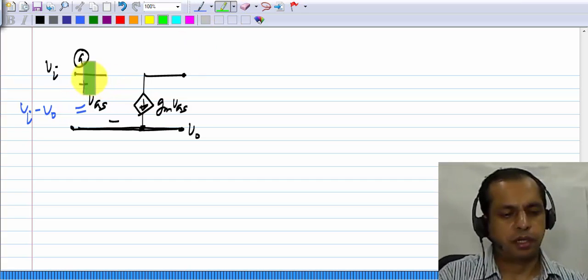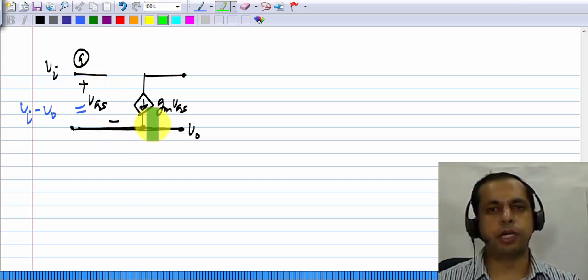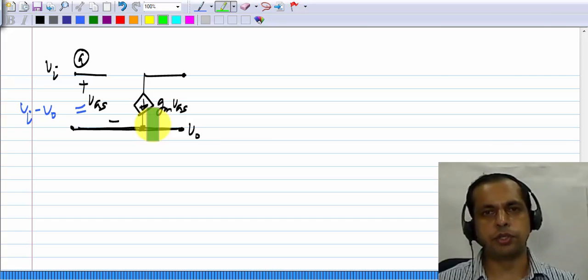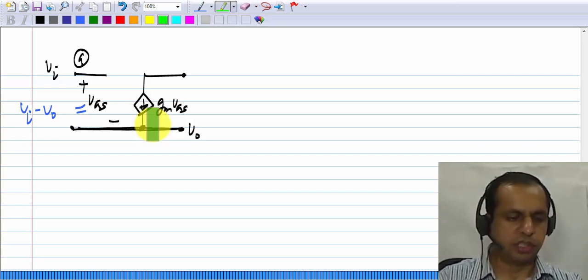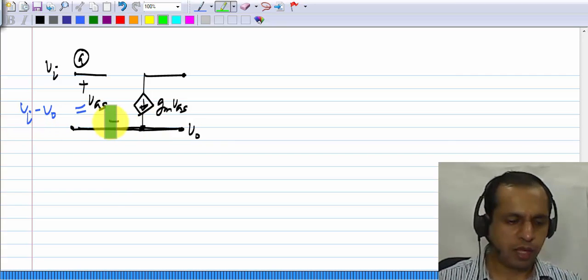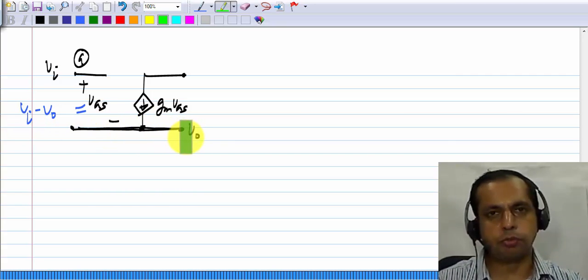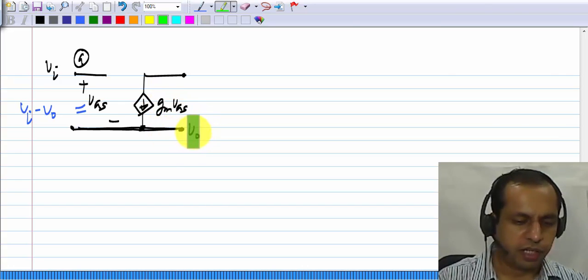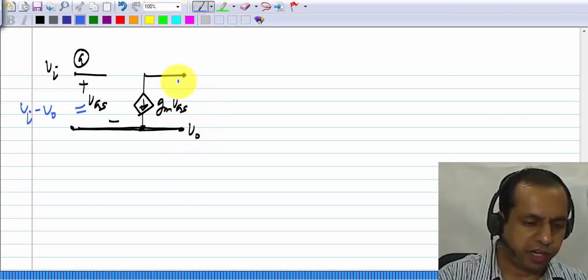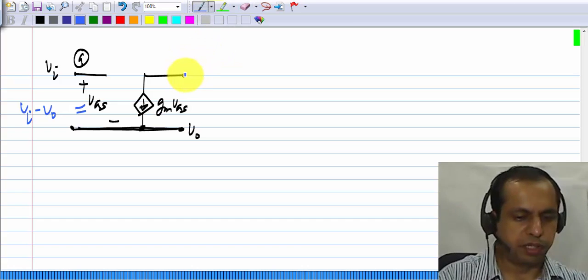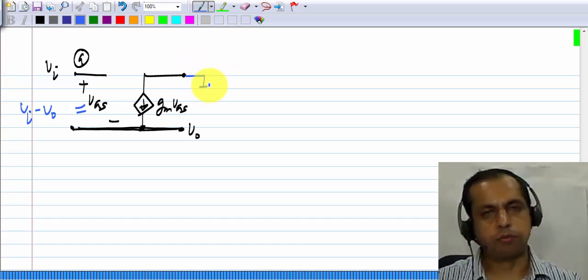We knew that between the gate and source we have to have either Vi minus V0 or V0 minus Vi, so that we effectively are comparing the input and output voltages. So in this case, it's Vi minus V0. Now we already designated the source as the output node, and let's see if it will be consistent. Now the drain I have not connected anywhere, so let me connect it to the small signal ground.